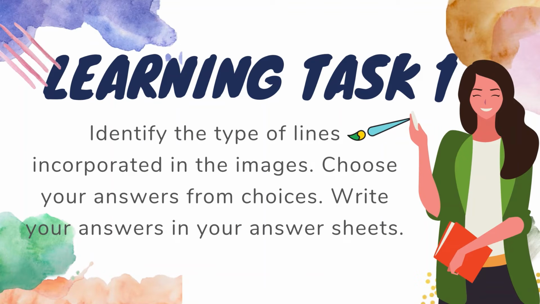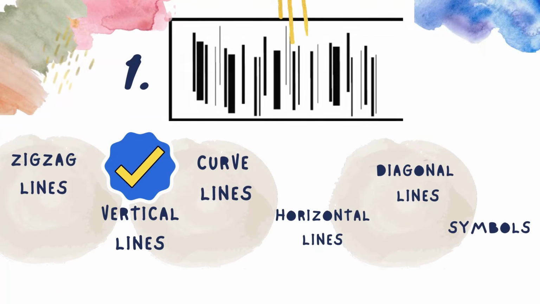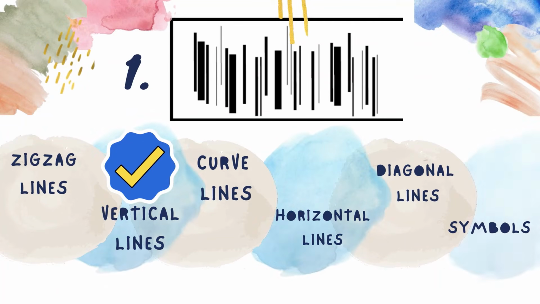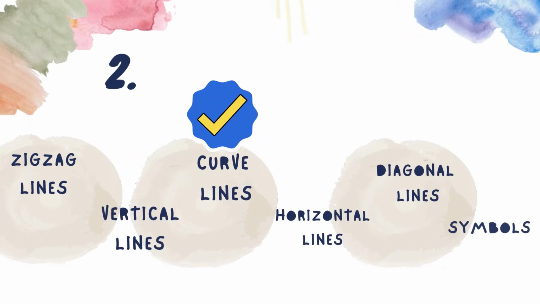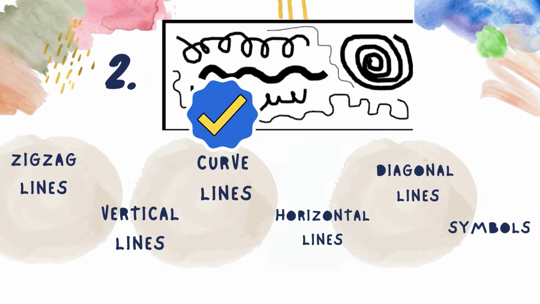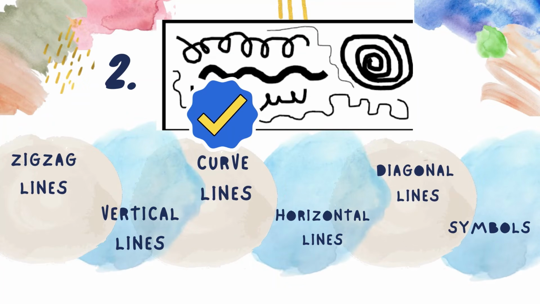For number 1, we have vertical line. Check your work. For number 2, the correct answer is curved lines. Check your work. Did you get it right? Now you're ready for item number 3.